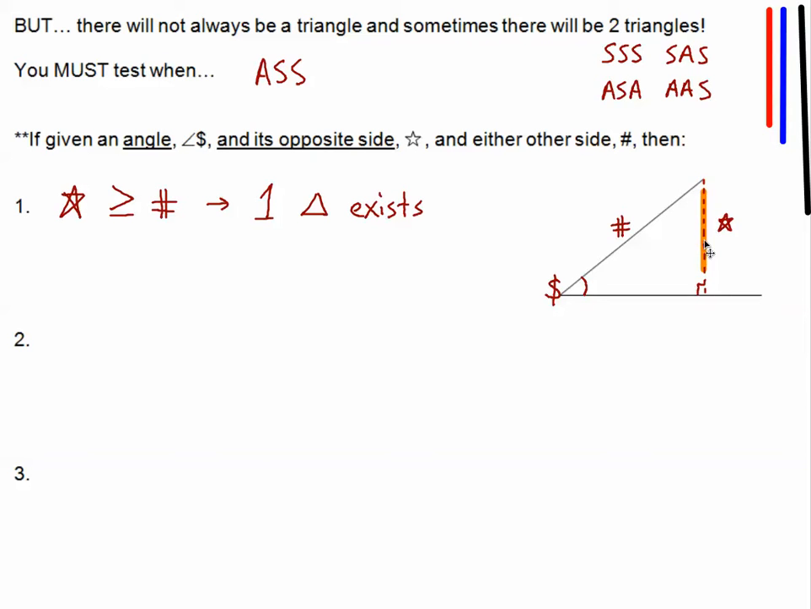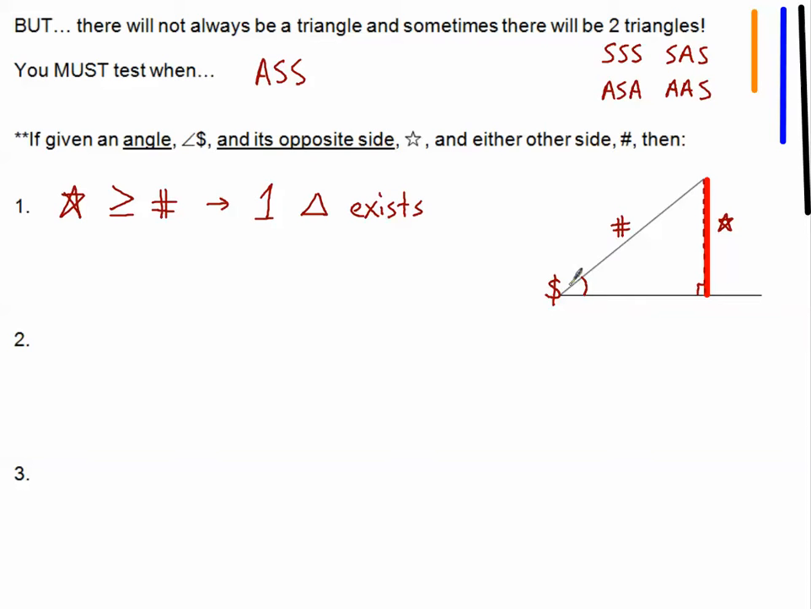The question is, how long does this side even need to be? This red piece should be exactly the correct size. So the question is, how long is this red piece? Well, since this red piece just barely makes a triangle, and we know that it's a right triangle, then we can use our SOHCAHTOA idea to figure this out.